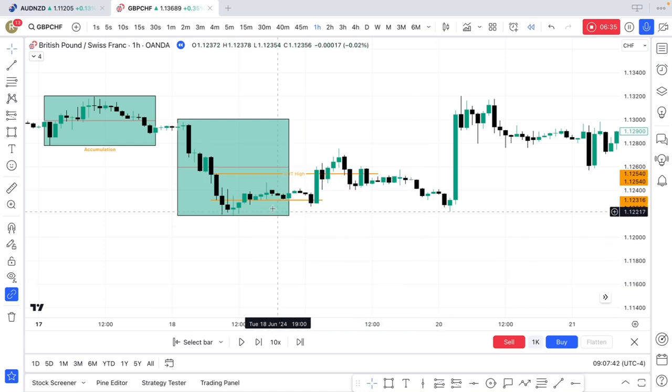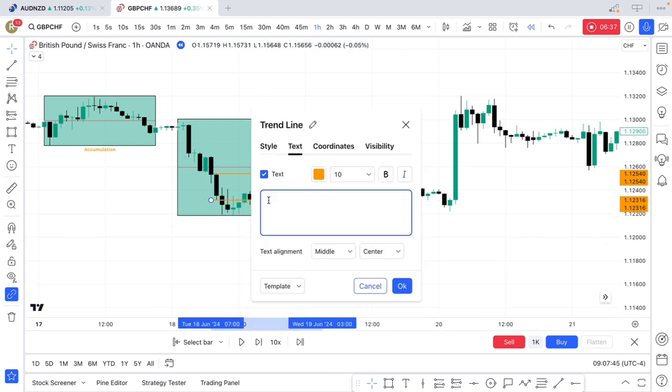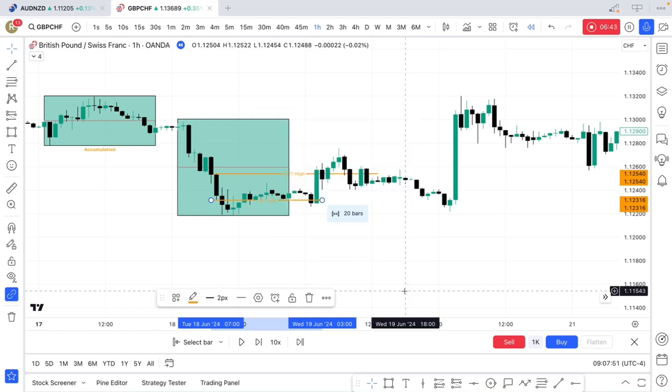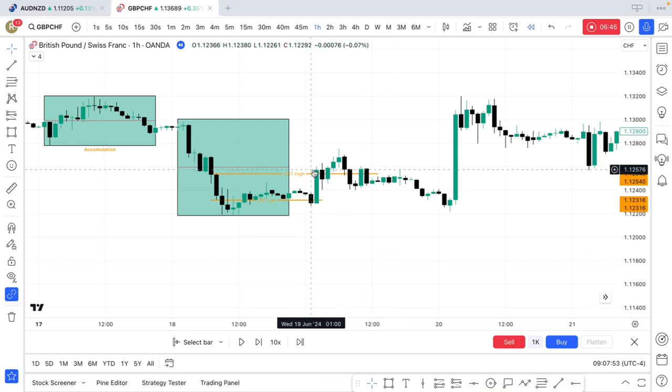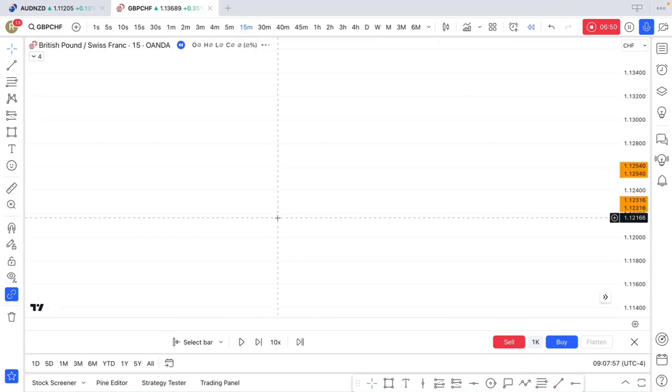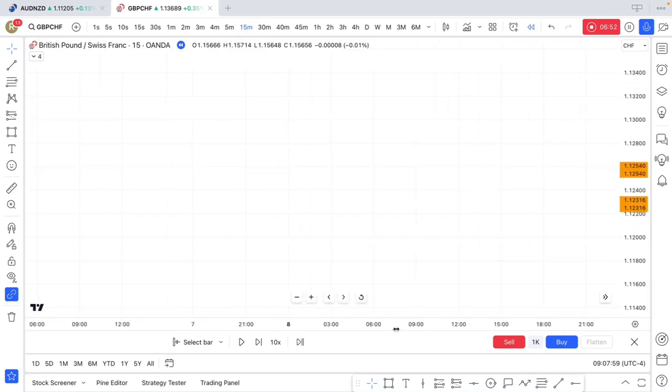And you're going to name this as what? CRT low. So when you do this, you are going to then move into the 15 minutes. All this is happening in what? The New York session.